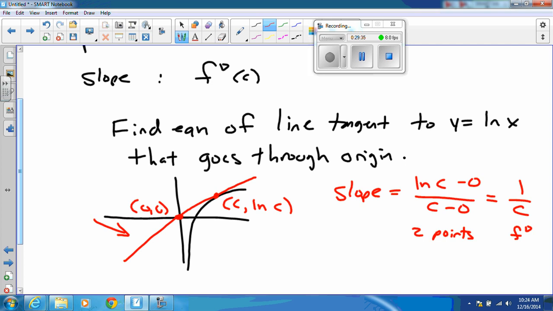This slope is from 2 points. This slope is from f prime. Does everybody see how we're taking that information and putting it together? And now it's a matter of solving this equation. Everybody solve this equation.